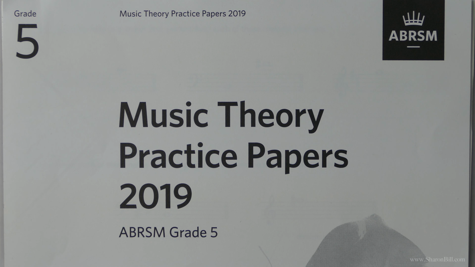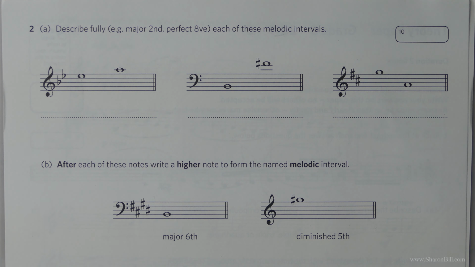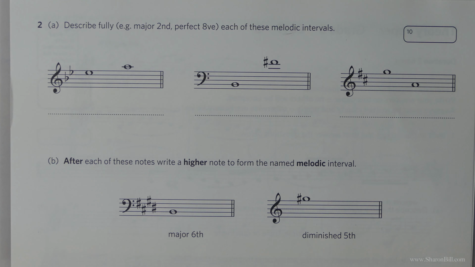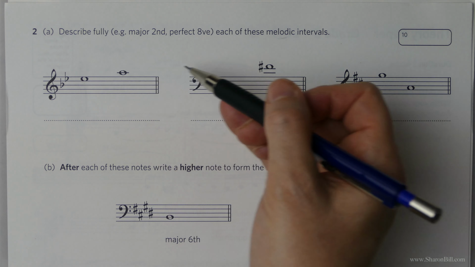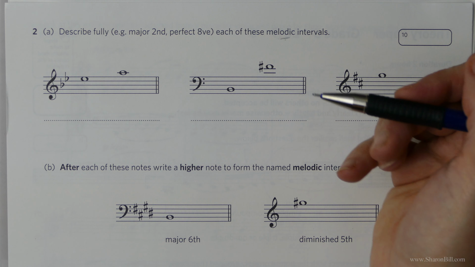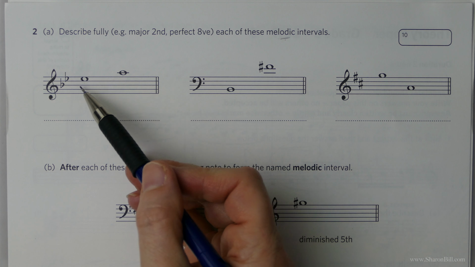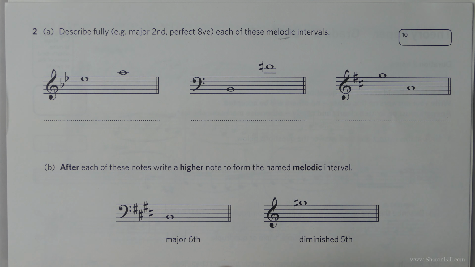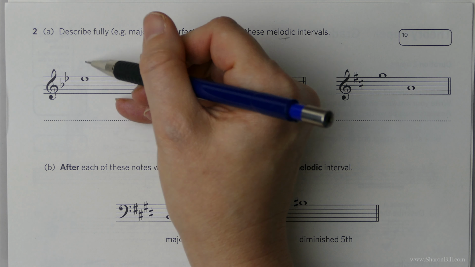So if you turn with me to page 26, we'll carry on with this paper. So looking at question 2, we're describing intervals, and we're describing melodic intervals to be precise, remembering that melodic intervals are called so because they come one after each other as if in a melody, unlike a harmonic interval that come together one on top of each other like a harmony.